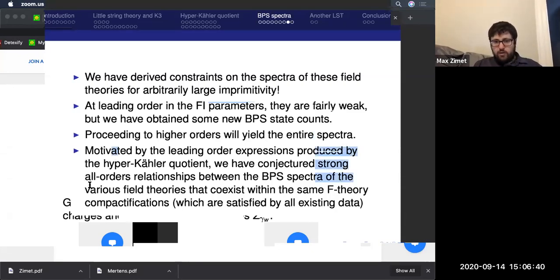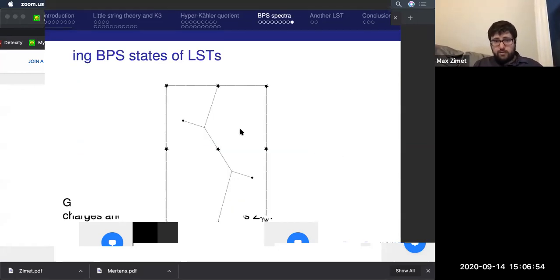Motivated by these leading order expressions, we also conjectured some strong all orders relationships between the BPS spectra of the various field theories that coexist within the same F3 compactification. And then I should stress that, since all of this worked out so nicely, you might have thought maybe these fancier string webs just don't contribute to the metric at all. They somehow cancel out exactly.